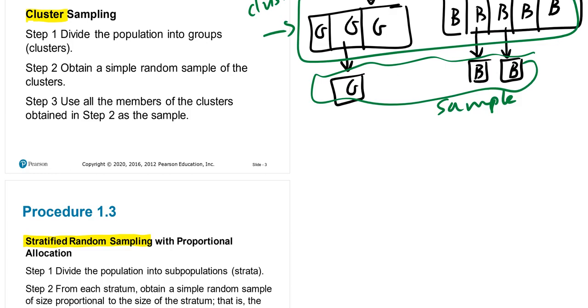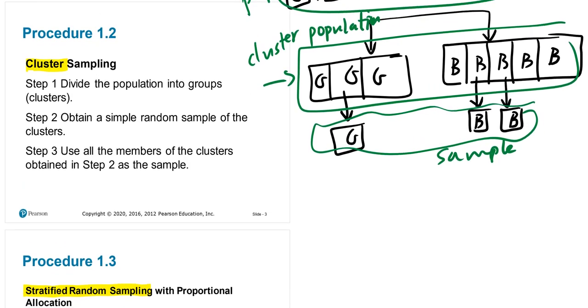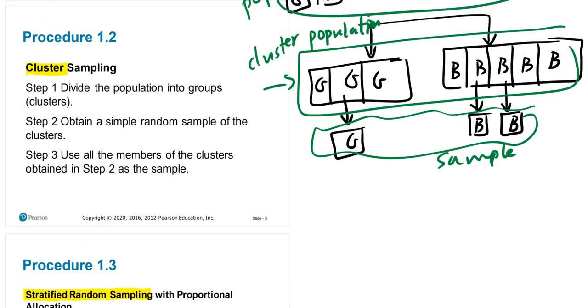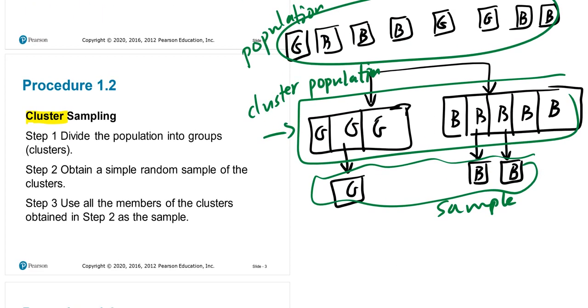Another one is called stratified random sampling. So what is stratified random sampling? We take the population and divide it into strata or subpopulations. So we take a population. Let me go back a little bit to this one here.